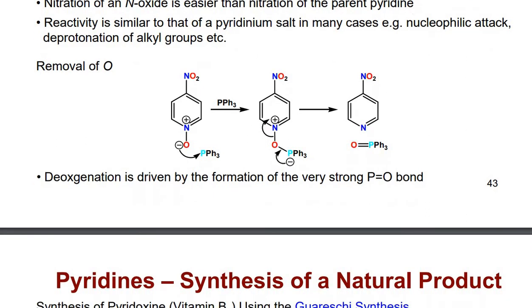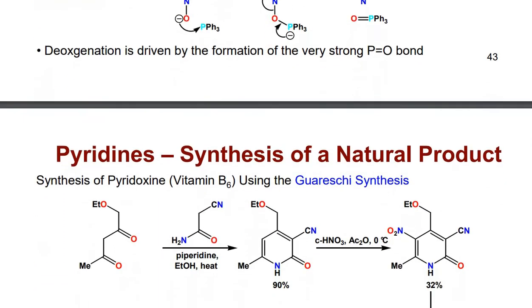Now, removal of oxygen with triphenylphosphine, you can see. Deoxygenation is driven by the formation of the very strong P-O bond.